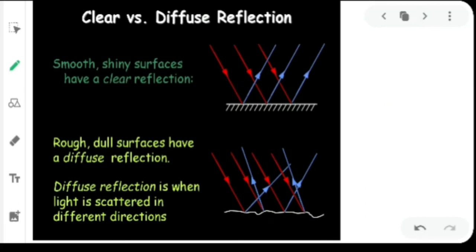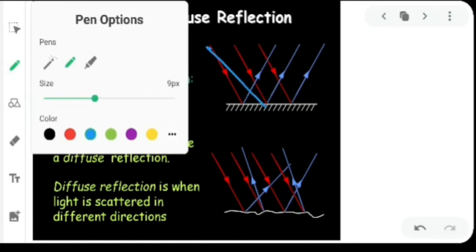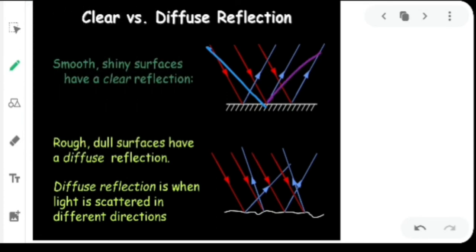What is a clear or regular reflection and what is a diffused reflection? Suppose that the surface is very smooth and shiny, then we have a clear reflection. The rays fall on it directly in a straight line, and the rays get reflected back, that too in a straight line. But if the surface is dull or rough, at that time the reflection occurs diffused. The diffused reflection is when light scatters in different directions.